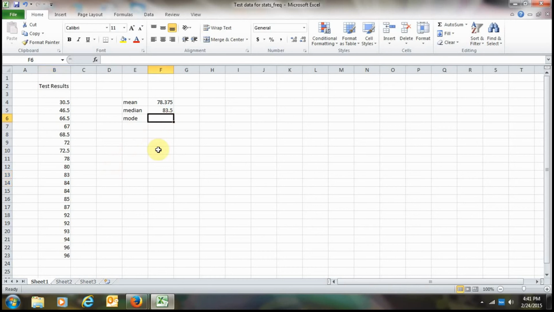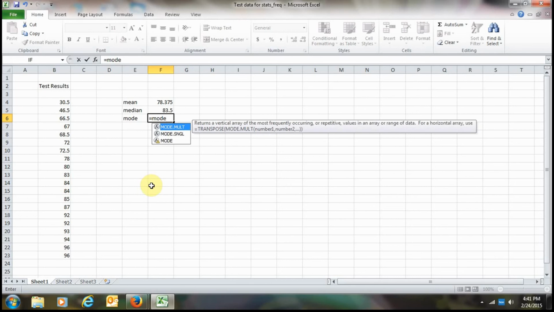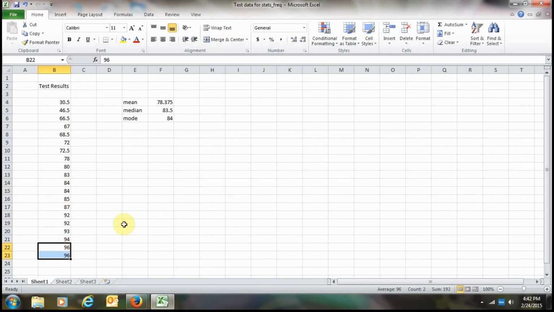And then mode would be the one that occurs the most. We need to do mode.s. If we don't do just plain mode, make sure you would use the single. But let's just do mode, open the parentheses, highlight the data. And it says 84 is the one that occurs the most. So we'll notice 84 is in here twice. Or if there are any others that are in here twice, we need to take a look to see. Let's see, 92 is also in here twice. 96 is in here twice.